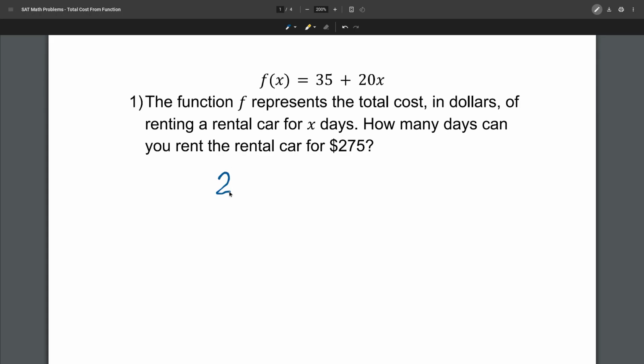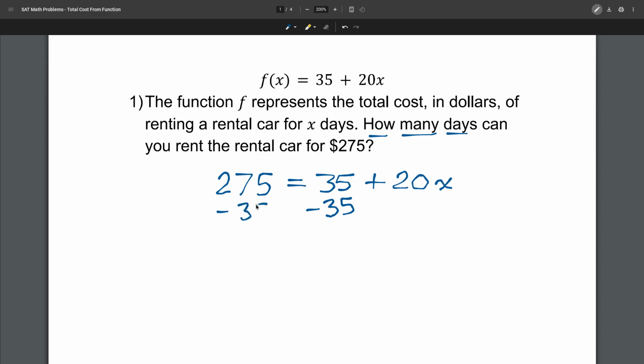So we're going to say 275 is f of x, and that equals 35 plus the 20x. Now we're just going to solve for x, because x is the amount of days, and we're looking for how many days. To get rid of this 35, we can subtract 35. 35 minus 35 is 0, so we'd only have 20x left. If we subtract 35 from this side of the equation, to keep the equation equivalent, we'll have to subtract 35 from the other side as well. So let's go ahead and do that.